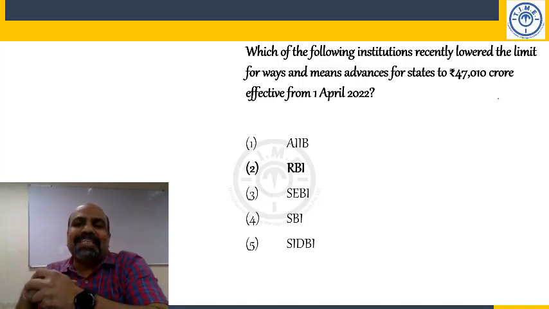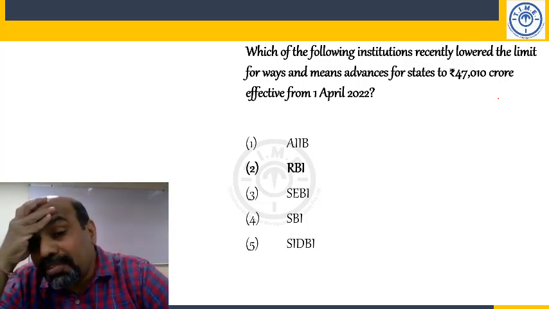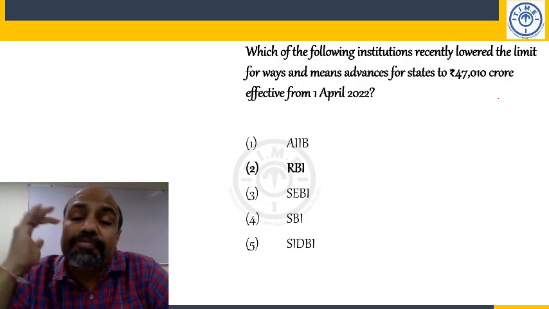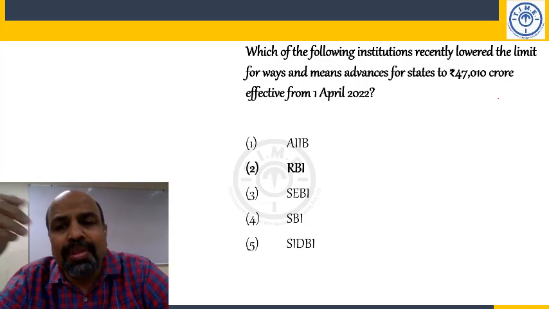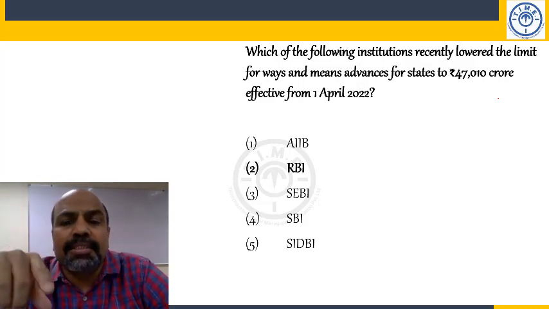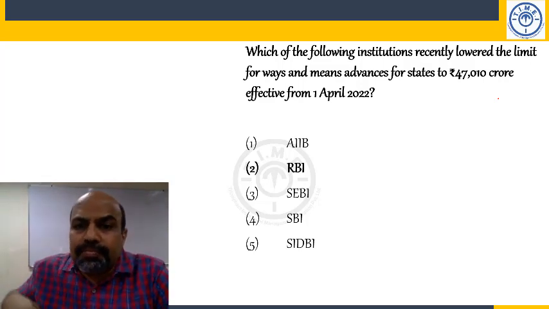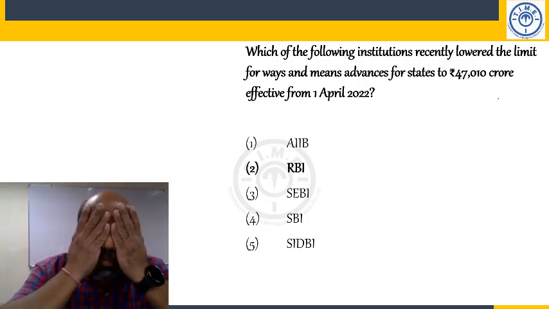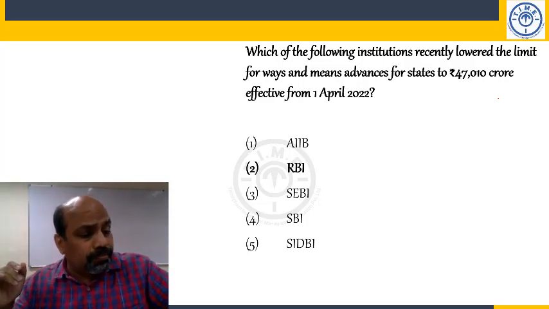Which of the following institutions recently lowered the limit for ways and means advances for states to 47,000 crore effective from 1st April? It was a little over 55,000 crore. It's now brought down to 47,000 crore. So the answer is RBI, of course. What exactly is ways and means? You could write this: WMA, ways and means advances.